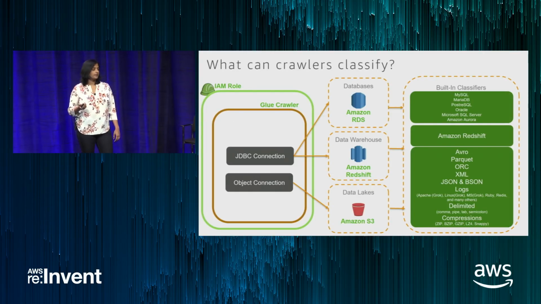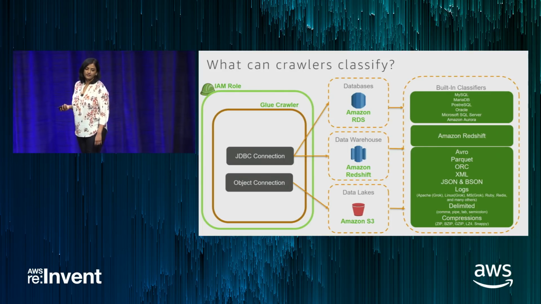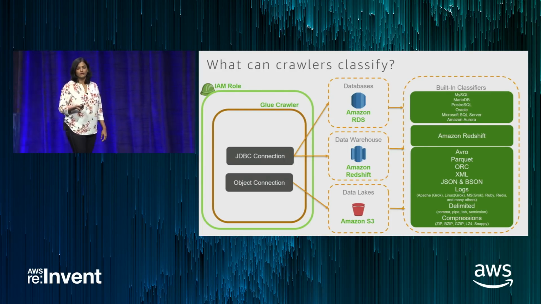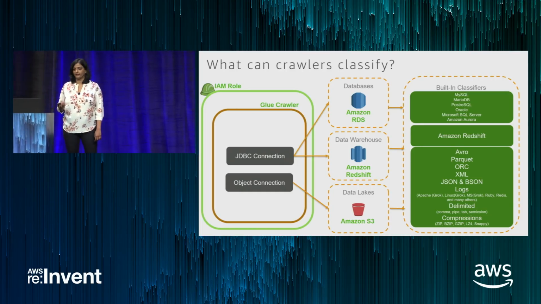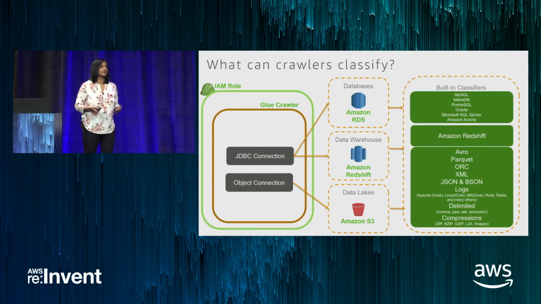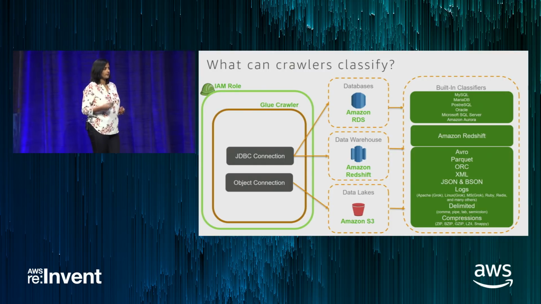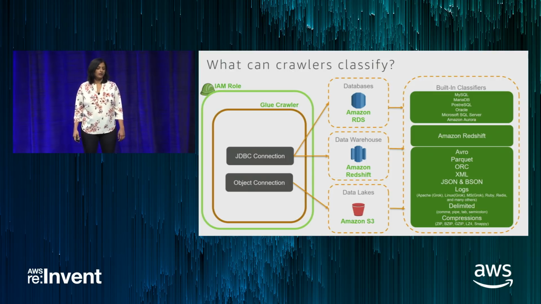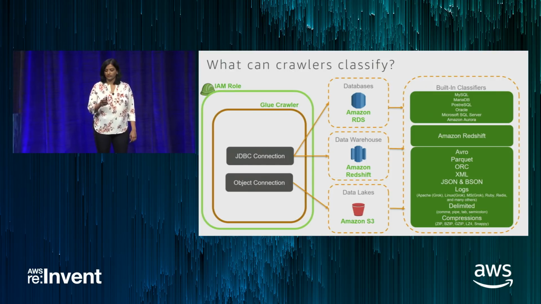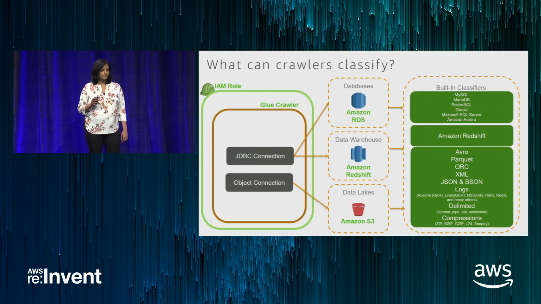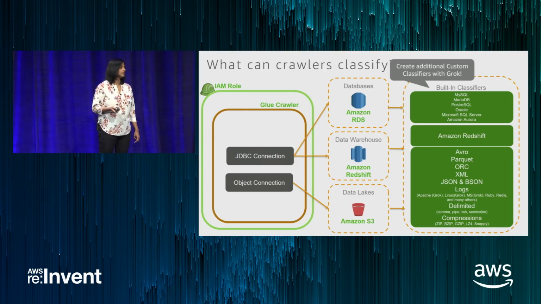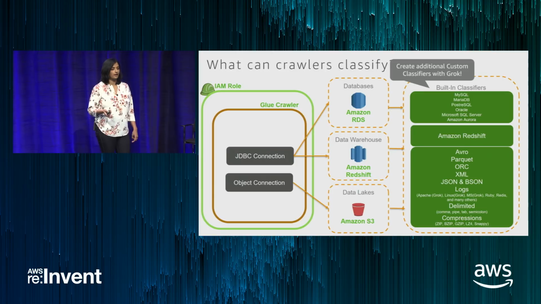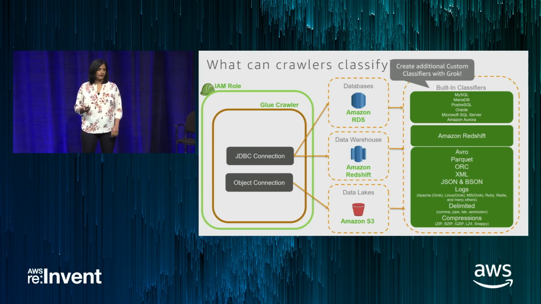So these are the built-in classifiers that Glue supports. Glue can crawl a number of databases, Amazon Redshift, and then a number of formats on S3. You have your columnar formats like Parquet and ORC. You have your semi-structured formats like JSON and BSON, as well as a number of logs and compression types that Glue supports. But if this list is not enough, you can create your own classifiers using Grok expressions. And Grok is essentially just a regular expression that you can specify.